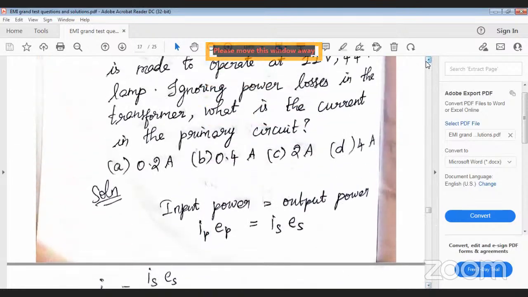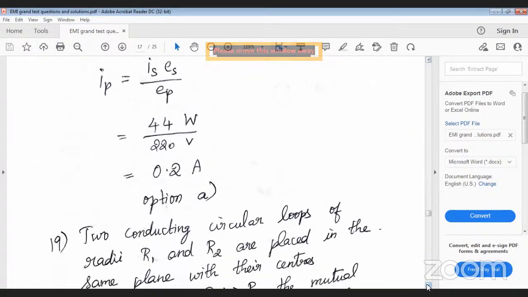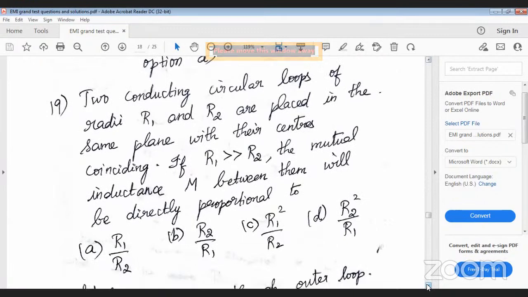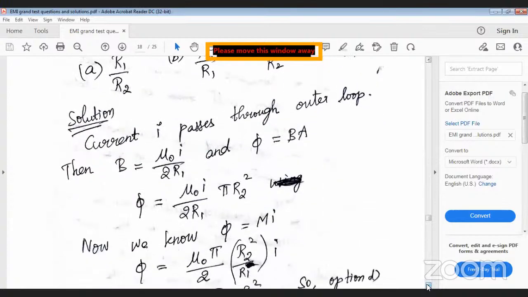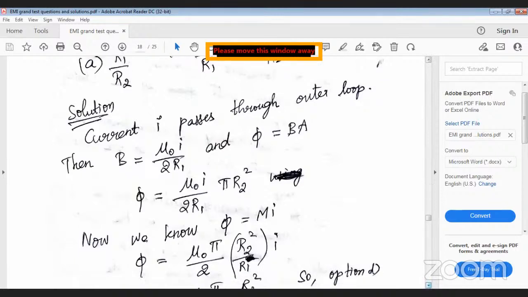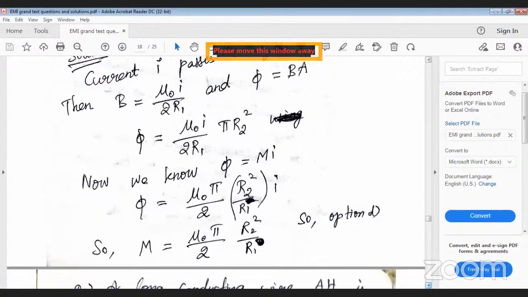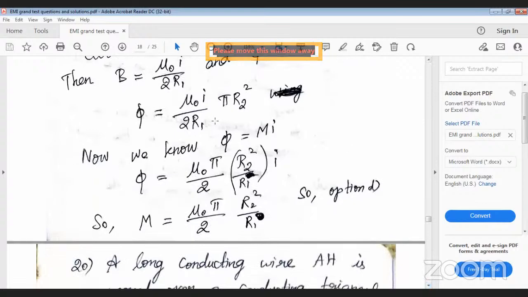And now we are moving on to question number 19. Two conducting circular loops of radii R1 and R2 are placed in the same plane with their centers coinciding. If R1 is greater than R2, the mutual inductance M between them will be directly proportional to. Okay, you have two circular loops with their centers coinciding. You need to find out the mutual inductance. So phi equal to Mi is the formula.